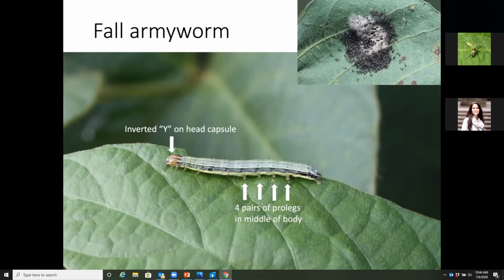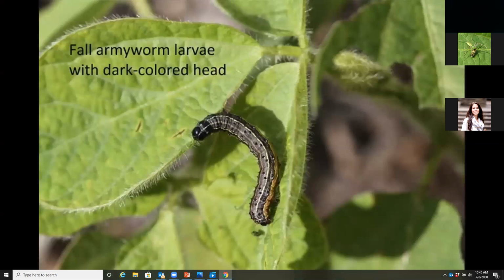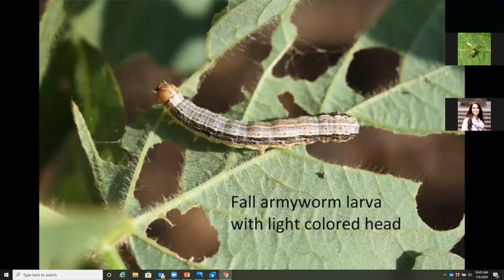However, the head of this species is often lighter in color when it occurs on soybean, in pastures, or on weedy grasses. Corn earworm lacks the inverted Y on the head capsule. Fall armyworms may appear smoother bodied. They may feed on leaves, stems, and pods.